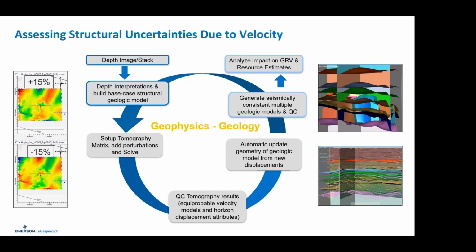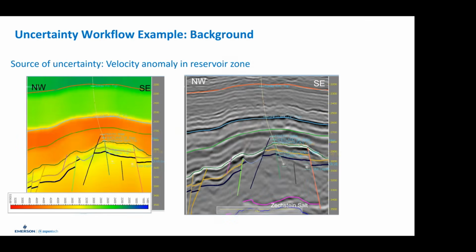We're going to generate seismic-consistent multiple geological models, and that will lead to analysis of the impact on GRV and resource estimate. This is the work that was done on the Volve dataset in the North Sea. The reservoir is Jurassic and Triassic and consists of thick sands, but is also heavily faulted. And the communication across the faults is quite uncertain, leading to uncertainties in the GRV estimations.